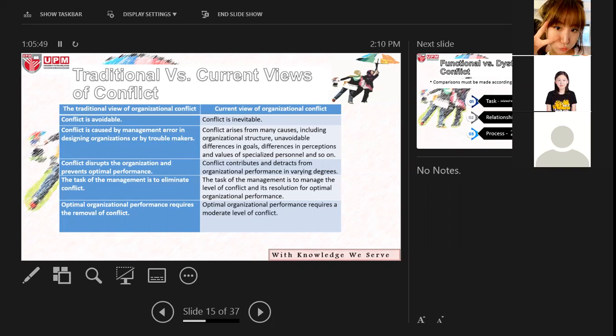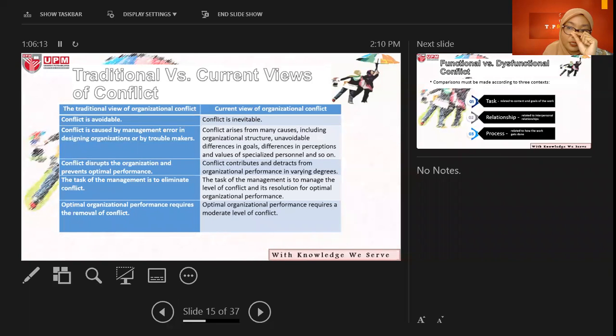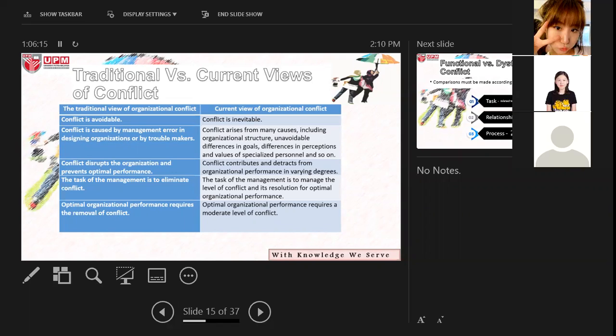Okay, and then the task of management is to eliminate the conflict. So these are the main roles of top management: eliminate the source of conflict. Okay, the task of management is to manage the level of conflict and its resolution for optimal organizational performance. For the current view, it is not just eliminating the conflict, but managing it.